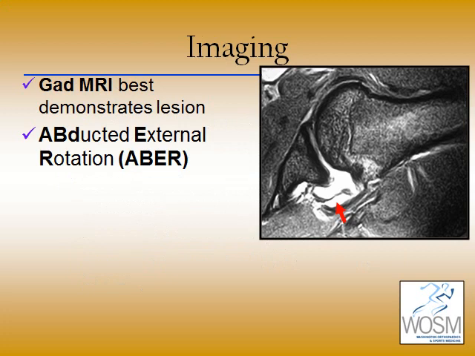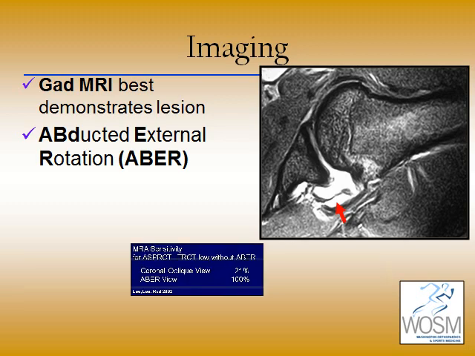Gadolinium-enhanced MRI with contrast injected in the joint best demonstrates the lesion, as shown here in this picture with the red arrow pointing directly into the intratendinous lesion. These views are best obtained in an abducted, externally rotated, or ABER sequence position, mimicking throwing.